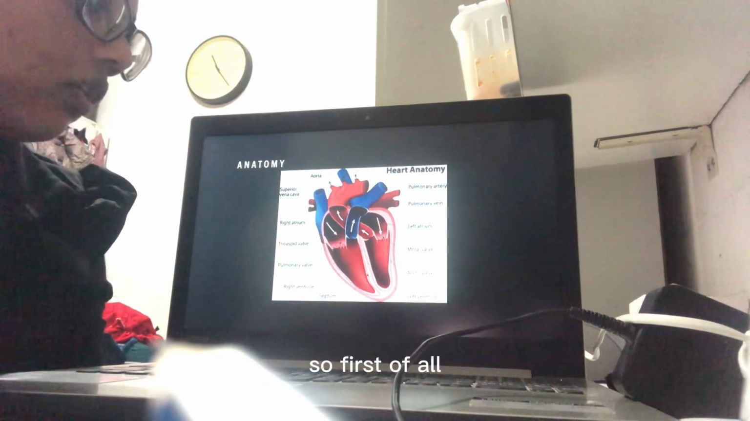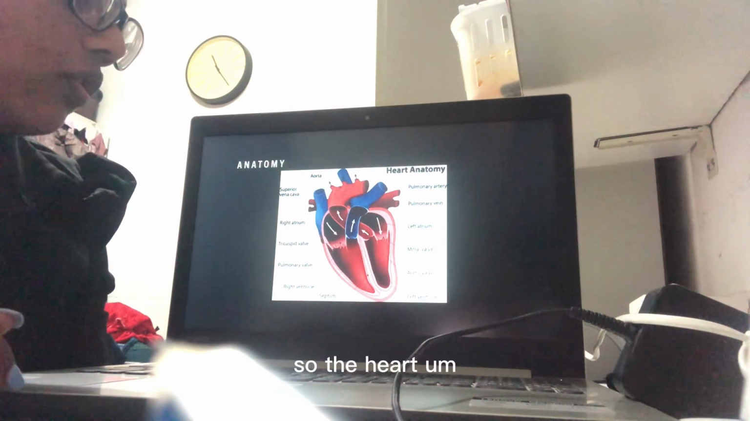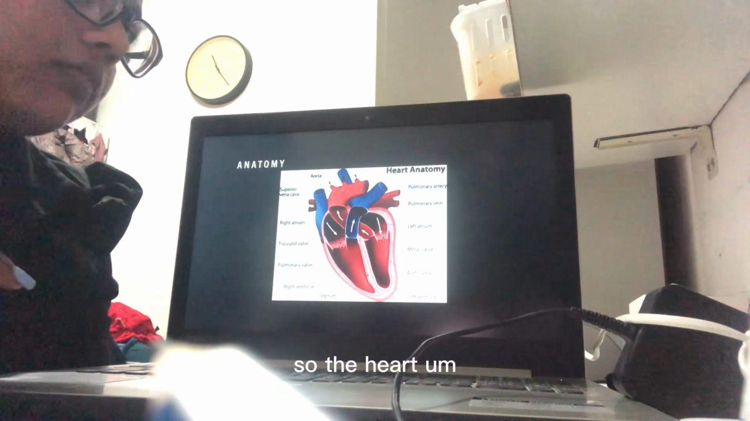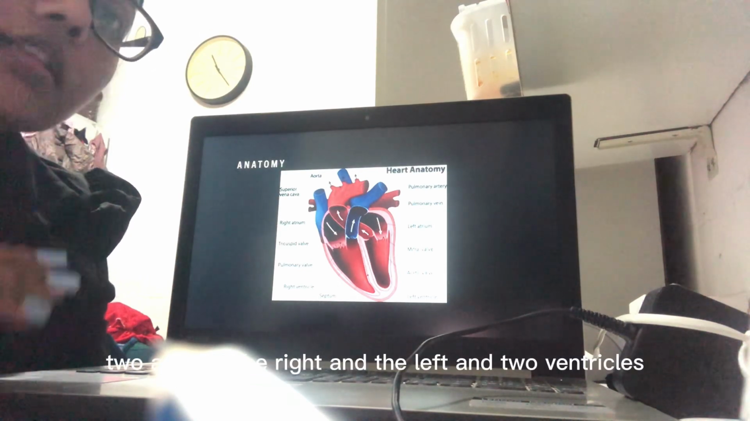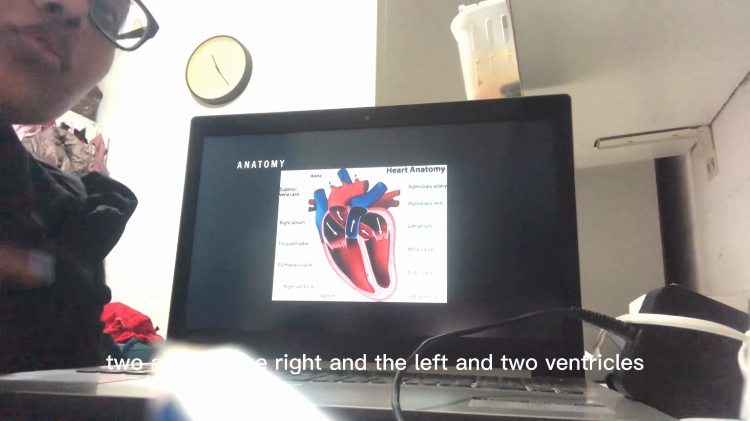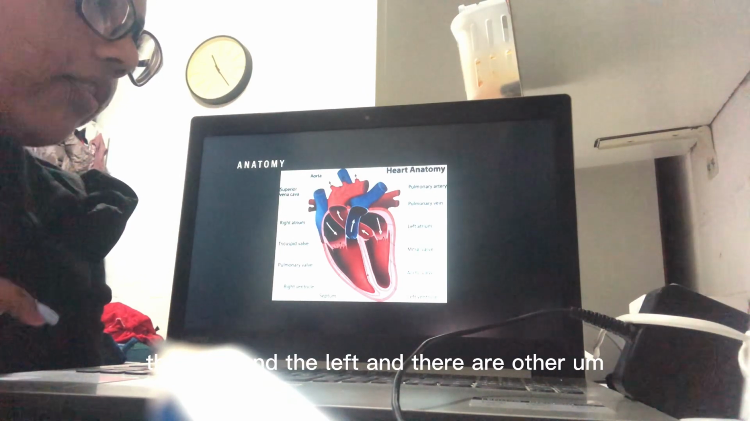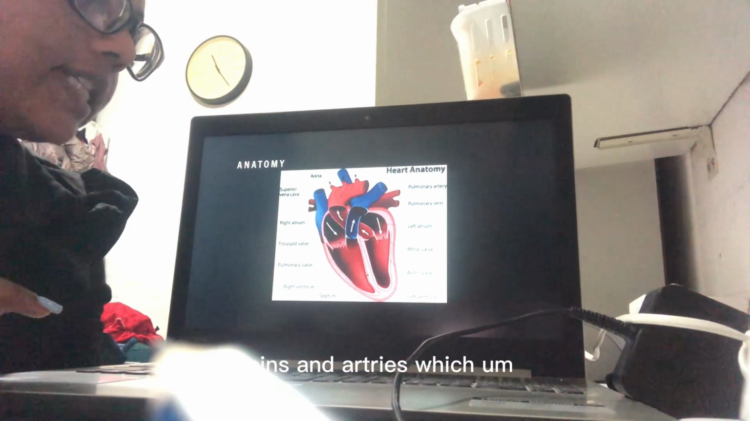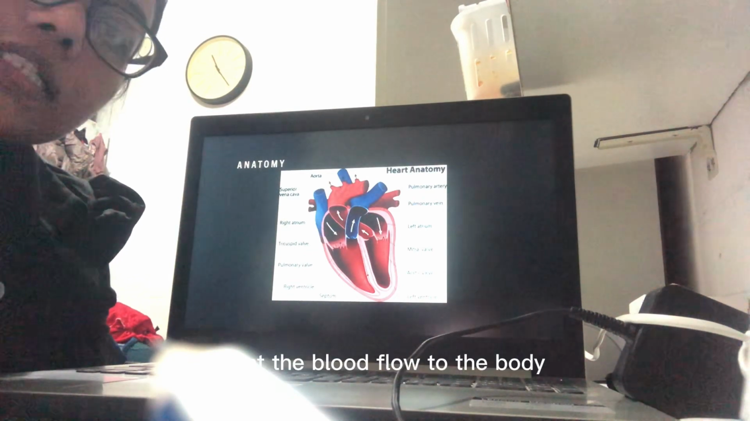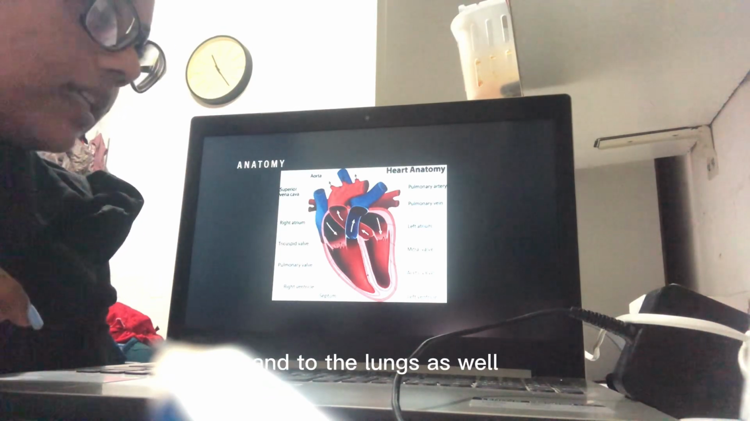So first of all, we'll be looking at the anatomy of the heart. The heart contains four chambers: two atria, the right and the left, and two ventricles, the right and the left. And there are other veins and arteries which assist the blood flow to the body and to the lungs as well.